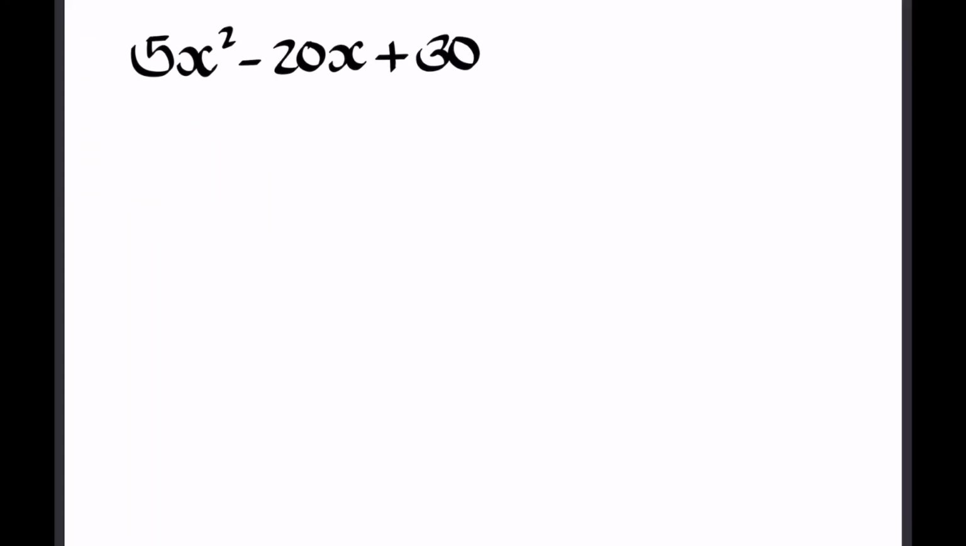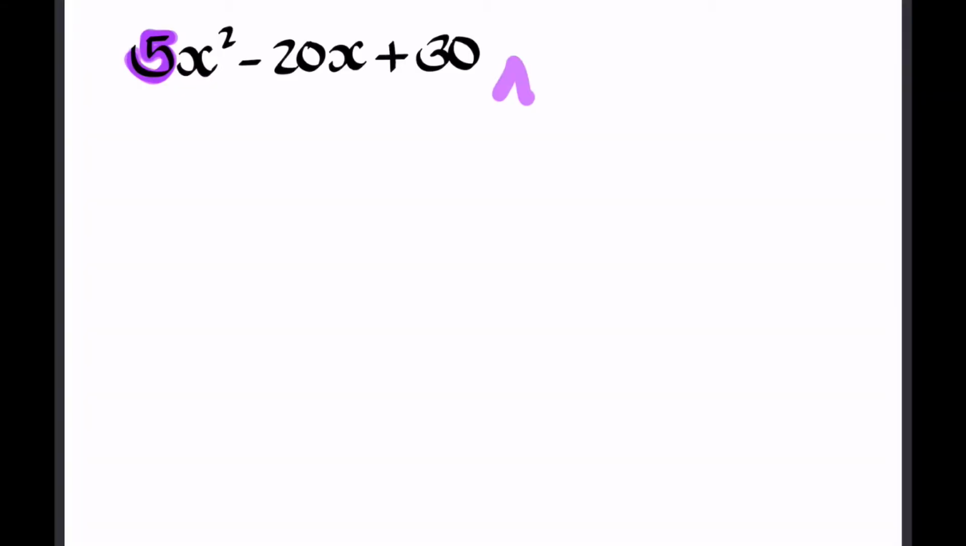If I have 5x squared minus 20x plus 30. Alright, so now I have an expression. How do I know that I have an expression? Because there's no equal sign. However, I now have an a value. My a value is 5.